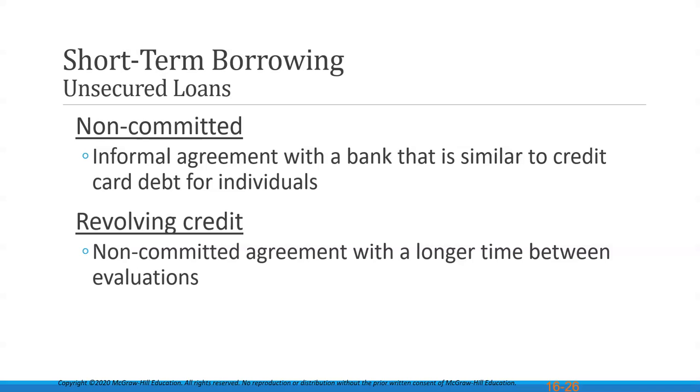The non-committed, or informal, agreement is similar to credit card debt for individuals, where I just have some amount that I can take. I can have revolving credit, which is a non-committed agreement with longer time between evaluations, meaning I don't have to repay it every month or every quarter. I have a little bit more flexibility with my cash.